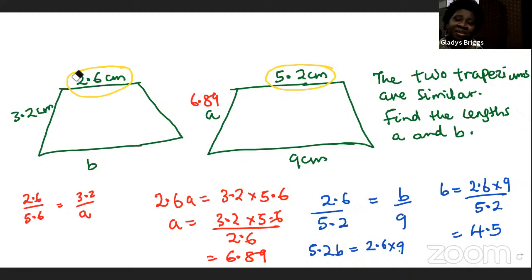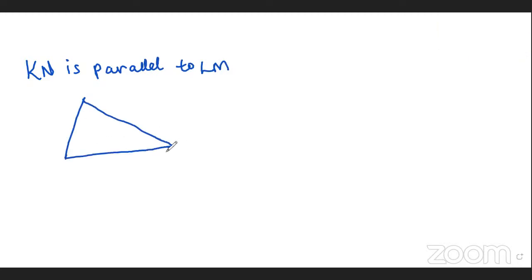So let's look at a different example. Clear all drawings. Okay. So here's another example, slightly different one. KN is parallel to LM. I told you what parallel means yesterday, didn't I? Yes, you did.